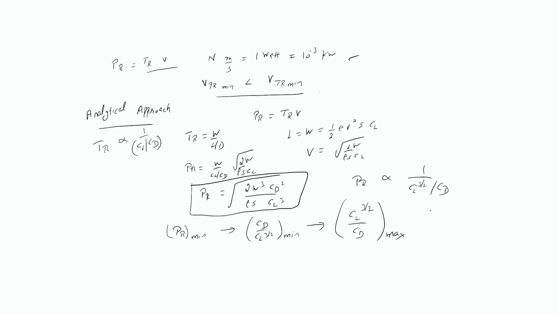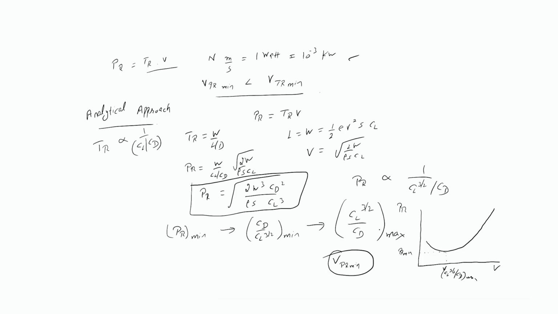Alright, now let me draw the plot here. This is the power required and this is the velocity. So let me draw the curve here, that is V. So this is the power required minimum. Alright, and this is the velocity at which, not CL by CD, but CL power 3 by 2 by CD is maximum, or the velocity at which power required is minimum. Okay, so that is why these curves were not matching with each other.